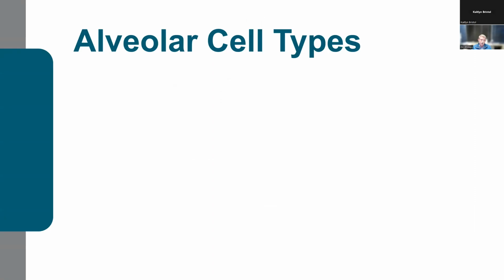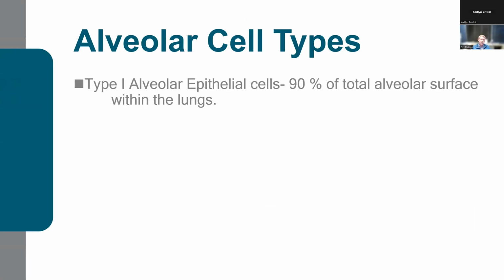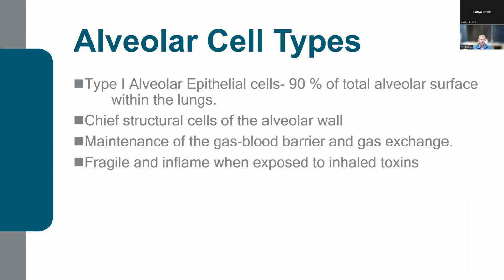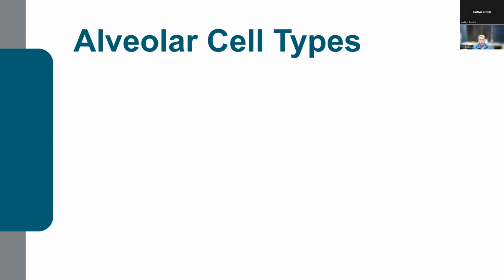Alveolar cell types are important to review in this context. We think of type 1 alveolar epithelial cells. They're responsible for about 90% of the total alveolar surface area within the lungs and are essentially the air exchange cells of the lung. These are the chief structural cells of the alveolar wall, maintaining the gas-blood barrier and gas exchange. So these are the working cells for gas exchange in the lungs. They're fragile, and they inflame when exposed to inhaled toxins. It's obviously very thin, a couple of cell layers thick between the air sac and the blood, and so they're very impacted by irritant gases.